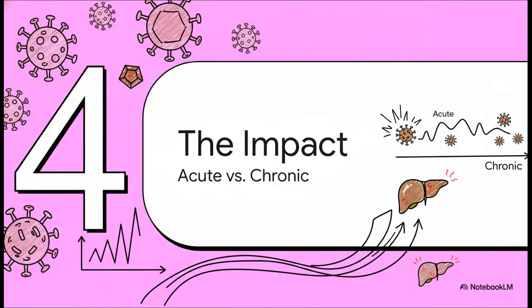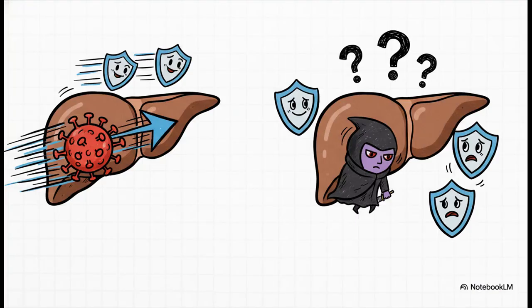Okay, so we've got the MO down. Now let's look at the impact. This right here is where we see the biggest, most dramatic difference between our suspects, the huge divide between an acute and a chronic infection. Some viruses, like hepatitis A and E, are what you might call hit-and-run attackers. They show up, they cause a short-term acute illness, and then your body's immune system usually kicks them out for good. But then you have the masters of persistence.